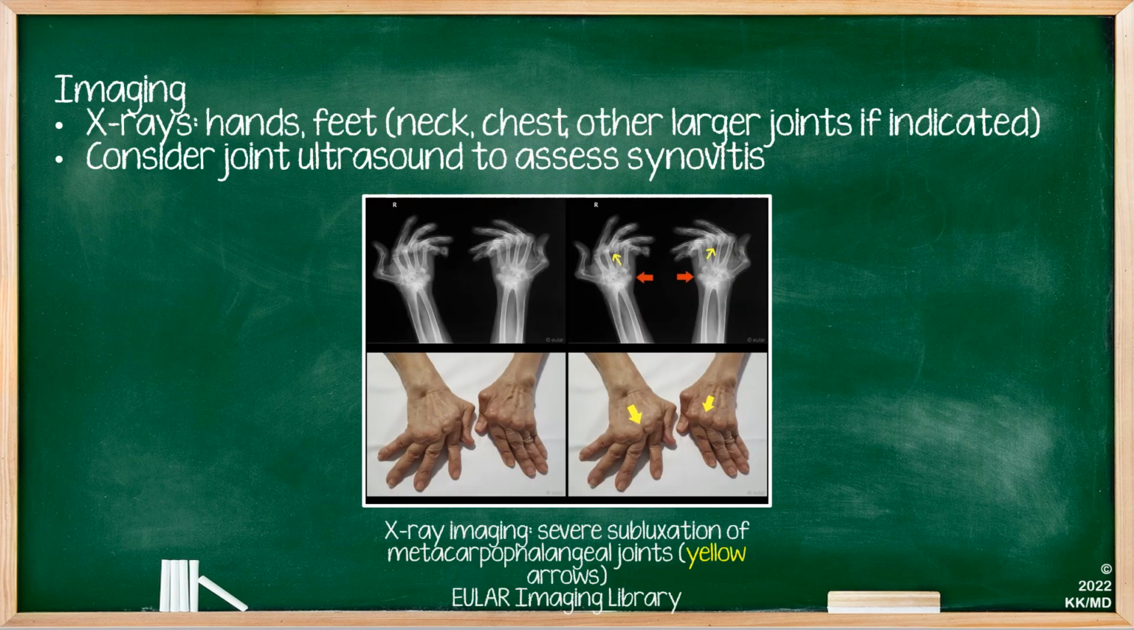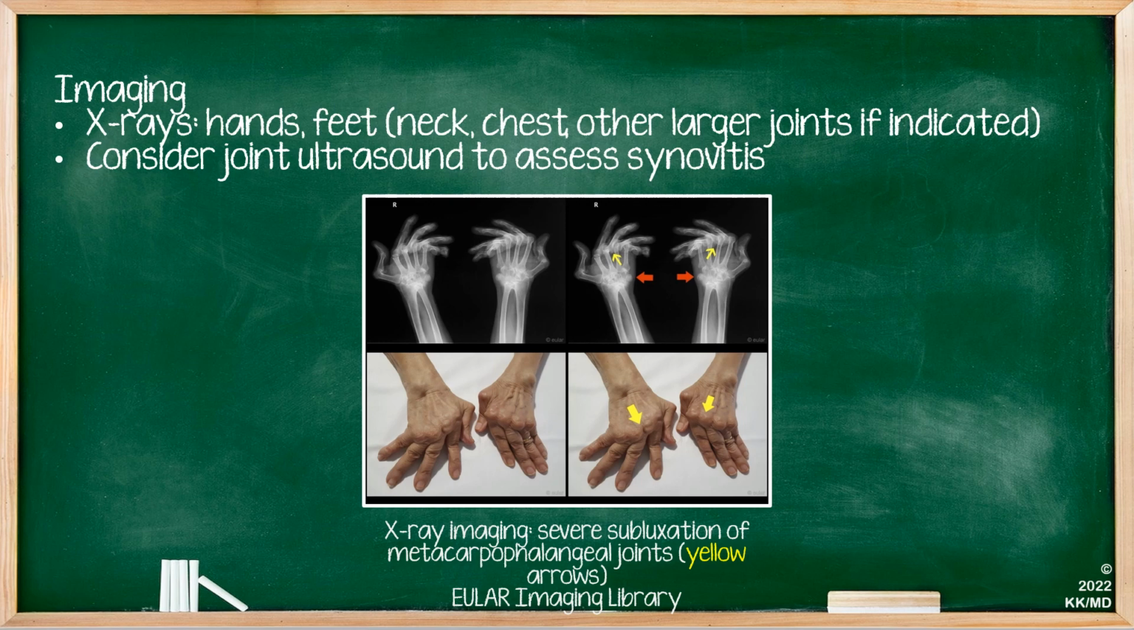Coming to imaging findings, when patients with rheumatoid arthritis or suspected rheumatoid arthritis are assessed in dedicated clinics such as early inflammatory arthritis clinics, x-rays are usually taken of the most commonly affected joints, which tends to be the hands and sometimes the feet, but sometimes x-rays are taken of other affected joints such as the neck and other larger joints, as well as the chest if we want to start immunosuppression therapy, which we'll come to later. It's also worth considering joint ultrasound to assess for synovitis, which is present in patients with rheumatoid arthritis.